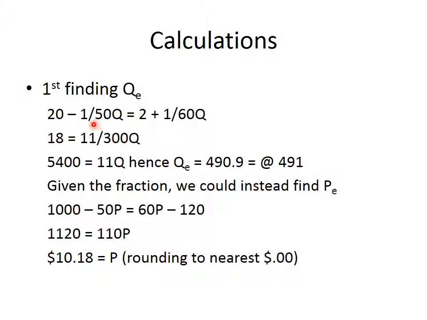All right? 20 minus 1/50th Q equals 2 plus 1/60th Q. That's going to give us 18 equals 11/300th Q. Multiply both sides by 300, you get 5,400 equals 11Q. Hence, our quantity at equilibrium is 490.9. Now, it depends on how we've set up the problem here. I didn't really say anything, but most of the time, unless it's otherwise designated, you're going to round that to the lower whole number. In this case, we round it to the higher whole number.